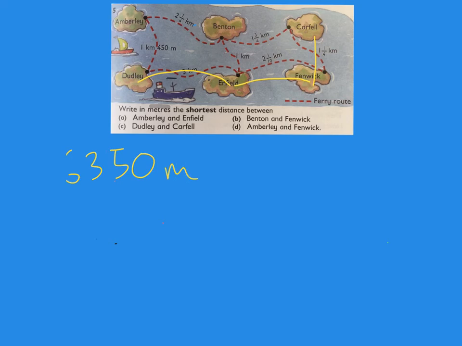Okay, now you may have noticed in this one there's more than one route, okay? So if I choose a different route, say I go from Dudley to Amberley, and then from Amberley to Benton, and then over to Carfell, so I'll work out that distance. So that is 1,450 plus 2,250, so that's 3,650. I'm going to write this down just so I don't make a mistake. So 3,650 metres plus 1,750 metres.